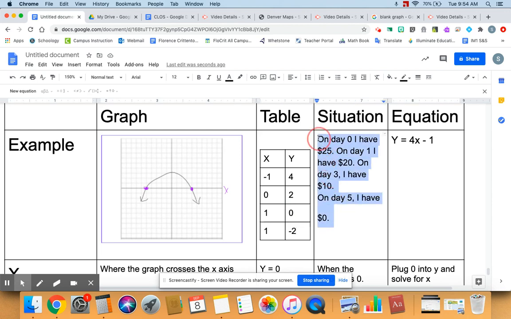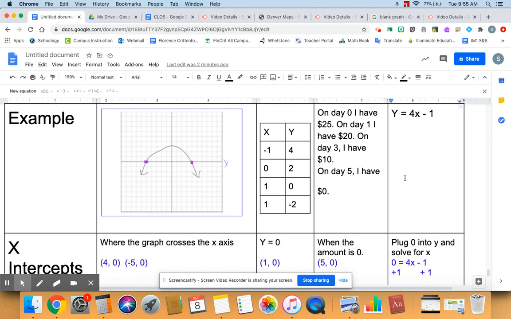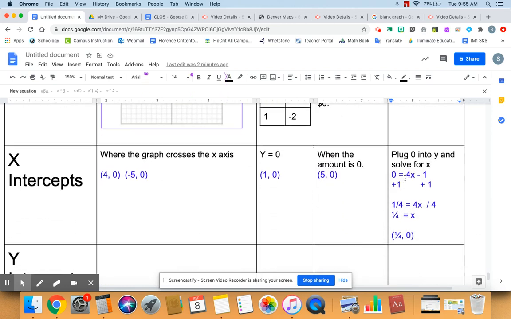Is my situation a function? Yes, it is. There is no day that repeats, like day 0 again with a different amount of money. So this makes complete sense. It's a complete function. Is this equation a function? Actually, we don't know on this one, trick question, because it could be a function. We just don't know because they put y instead of function notation, which would tell us for sure if it was a function.